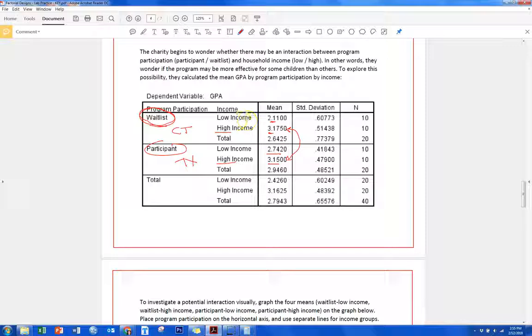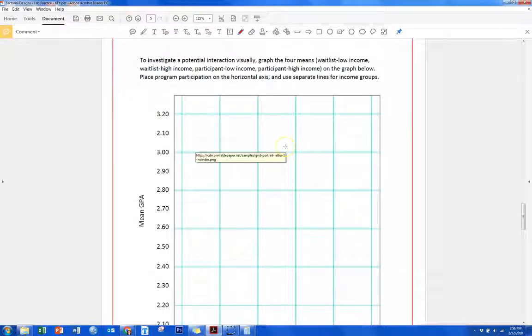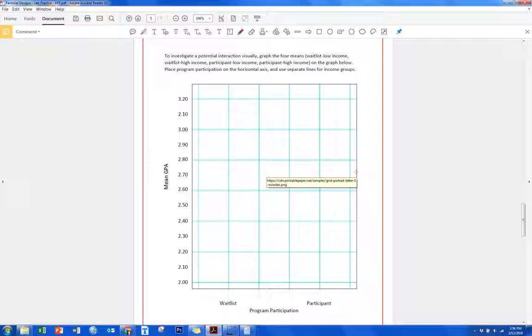But if you look at the low-income kids, those who were not in the program, the control group, 2.1 versus 2.74. So the mean is a lot higher for the low-income kids when they're in the after-school program. They're participants, they're in the treatment group. So there it suggests that there could be some kind of an interaction at play. So we're going to graph this. When you look at a graph, that can be one of the best ways to detect an interaction. So we're going to graph this and see how that looks.